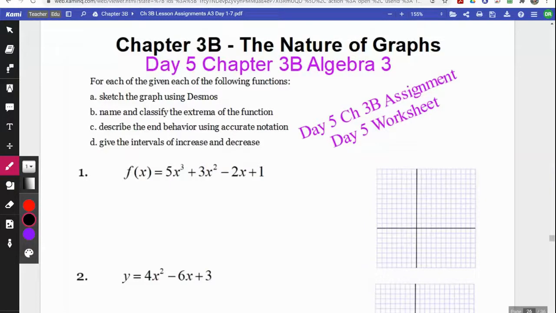Hello, this is day 5 from Unit 4, which is Chapter 3B, on the nature of graphs. And what day 5 is really just putting it all together, similar to the last two problems in examples from the day 4 video. So it's combining, as it says at the top, we'll check out the extrema, the end behavior, and the increasing and decreasing intervals. So all three of those.